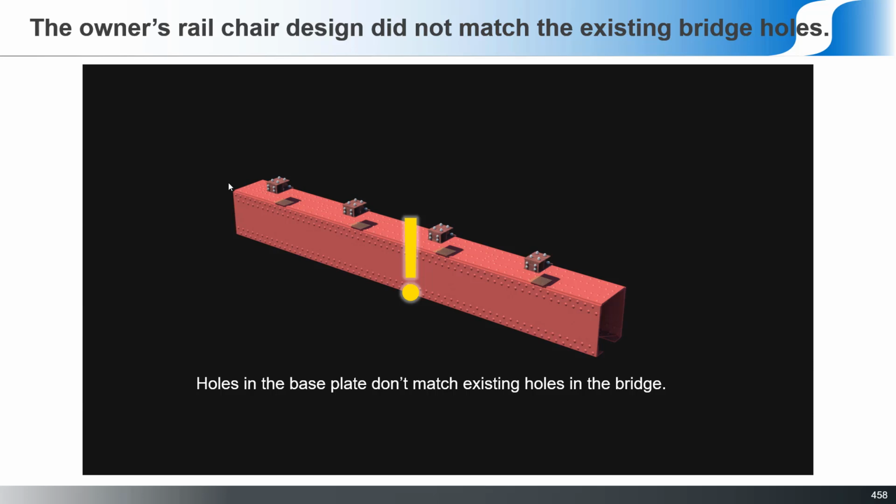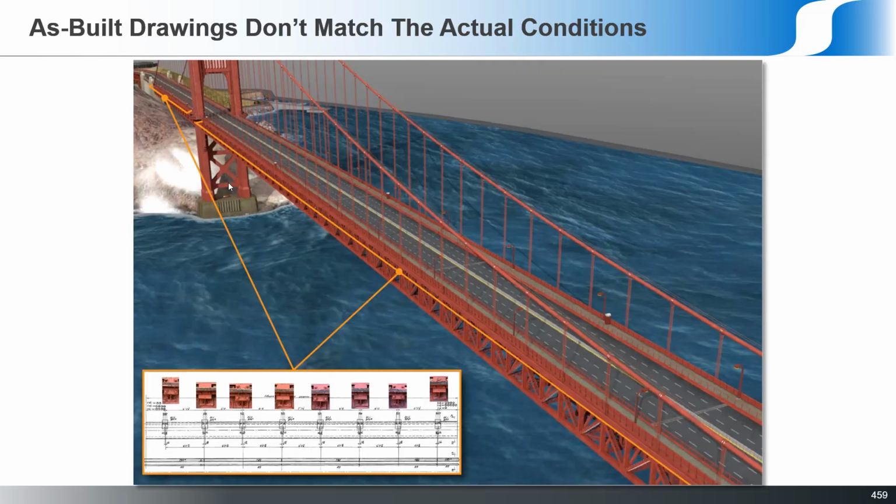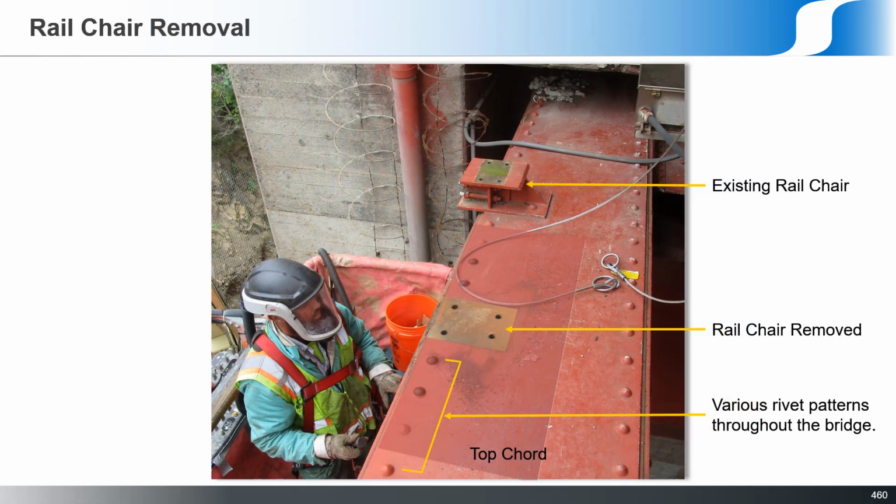So work had to stop while they redid the survey and looked at where all the different varieties of rail chair lived along the length of the bridge on both sides. Here's a close-up of the workman removing one of the rail chairs. Here's the chair. You can see where the rail was on top of it, and here's a missing chair, and it happens to have a particular pattern of holes, but that's not a constant pattern. That changes throughout the bridge.